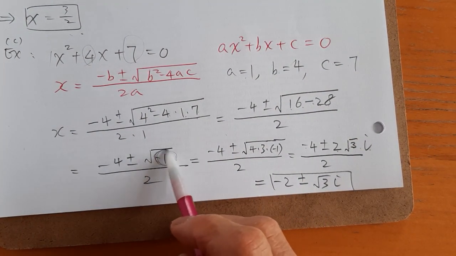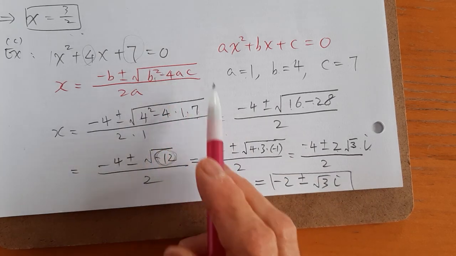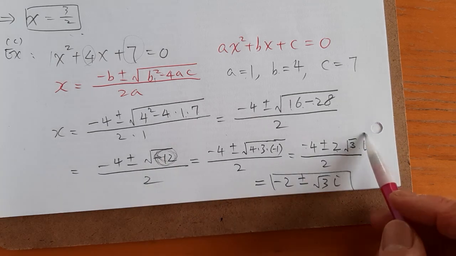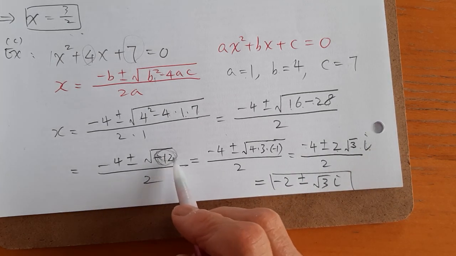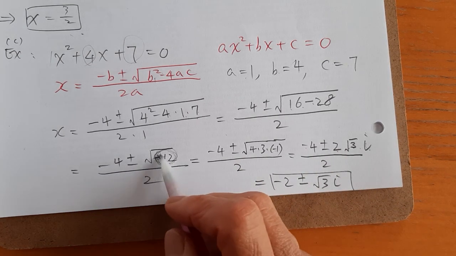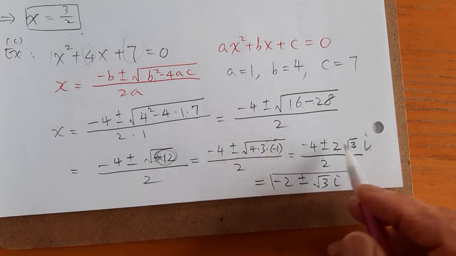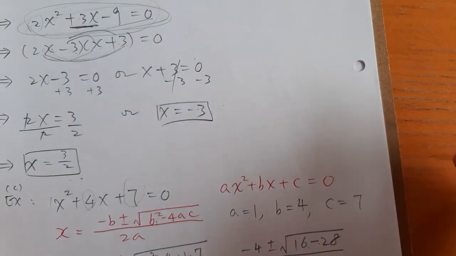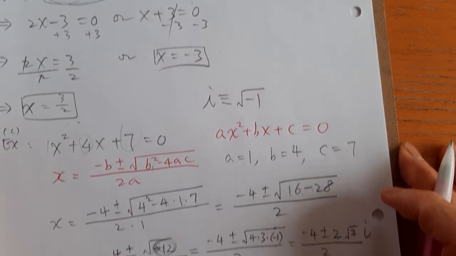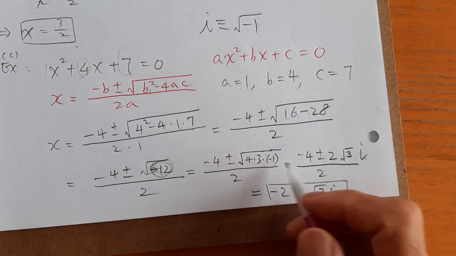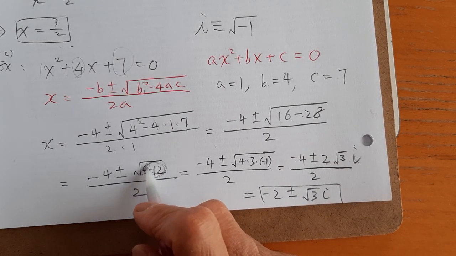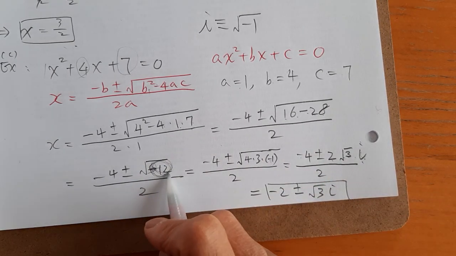This is what we call b squared minus 4ac. If it is negative, the negative sign changes to i. Square root of 12: 12 is 4 times 3, take square root is 2 square root of 3. This negative sign is negative 1, take square root, it's i. i, the imaginary number, is defined as equal to the square root of negative 1. So the direct way is you just take out this negative sign and it becomes i. And 12 is 4 times 3.